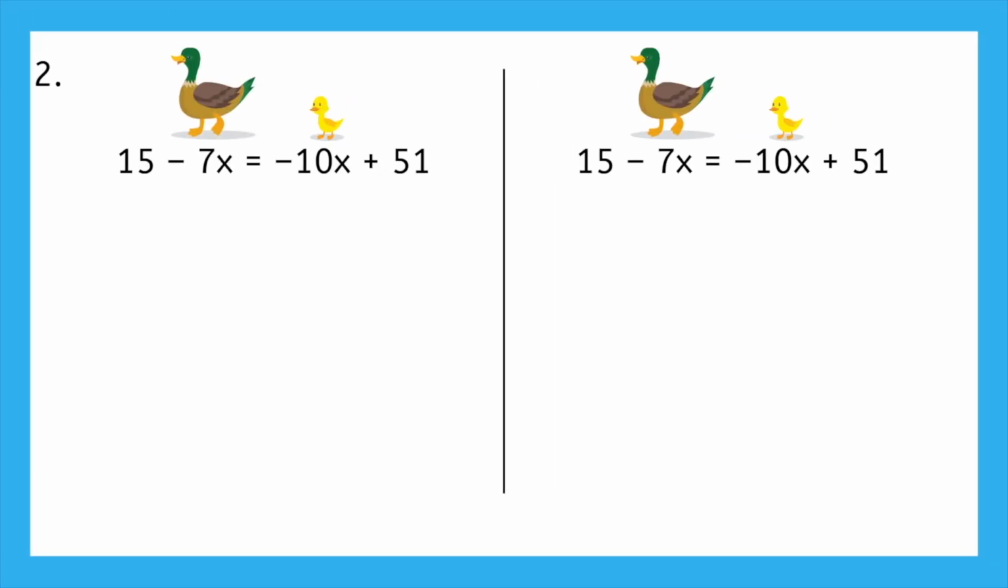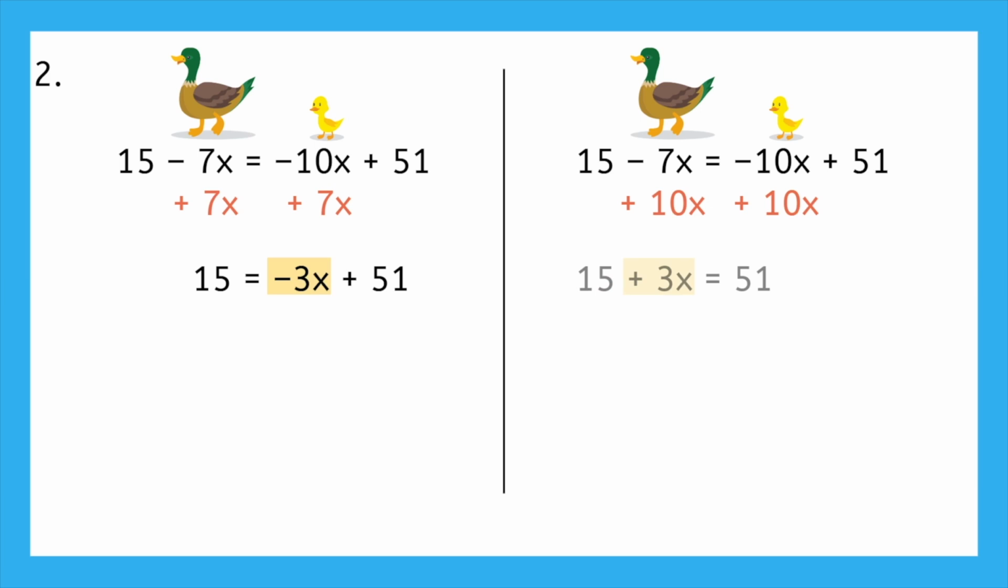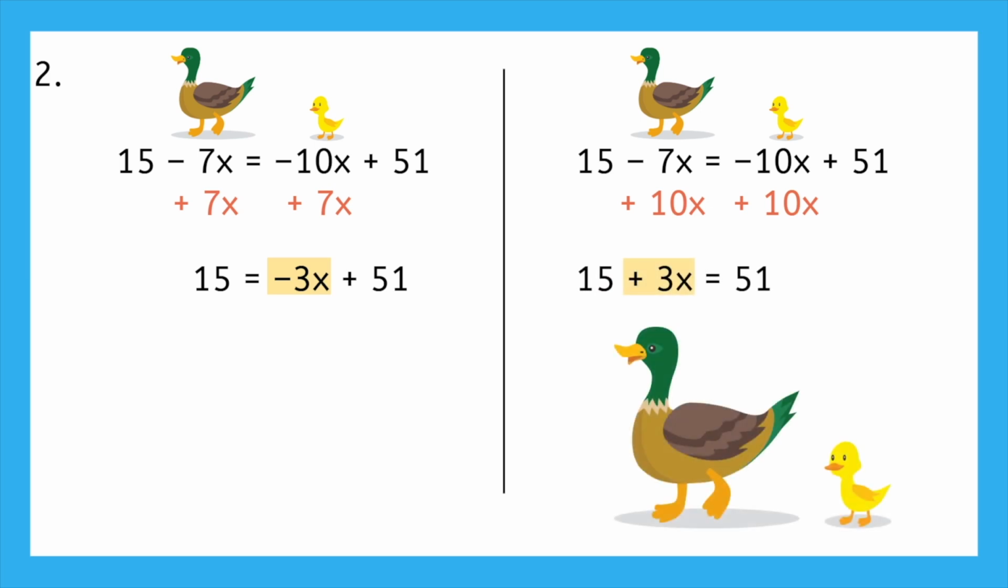Let me show you what I mean. I'll do it the harder way first. If I bring the bigger term, 7x, over to the smaller term, negative 10x, then I end up with negative 3x on the right. But if I bring the baby home to mama and bring the smaller term, negative 10x, over to the right by adding it, we end up with positive 3x on the left. I don't know about you, but I'd rather deal with positive values instead of negative ones.